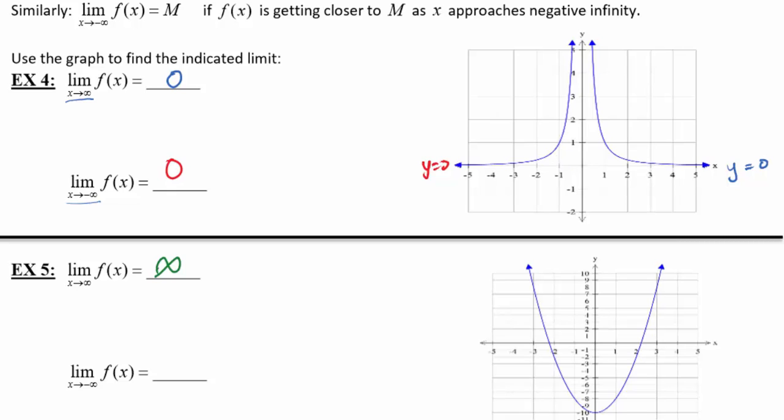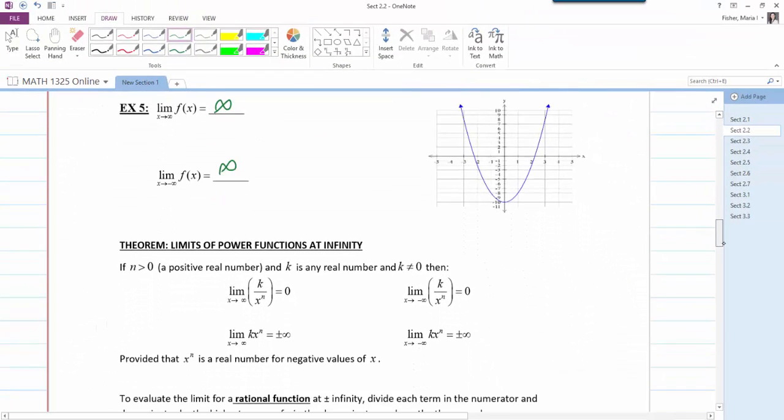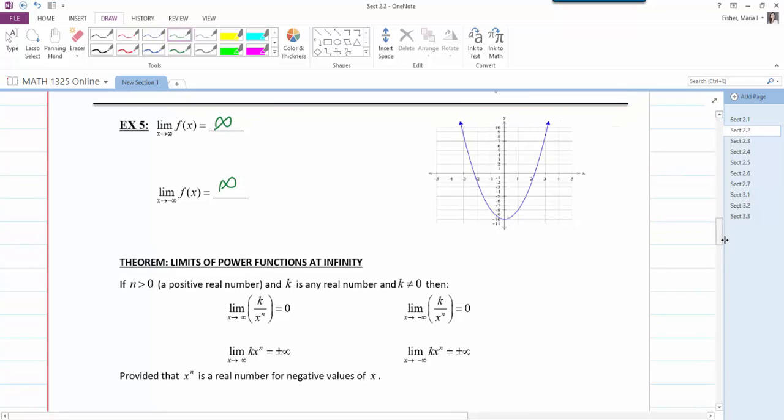What about the limit as x approaches negative infinity of f of x? Again, that means you're looking off to the left. Well, where's this function going off to the left? It's going up and up and up. Also positive infinity. So the limit as x approaches negative infinity of f of x in this case is equal to positive infinity as well. Well, that's wonderful if we have the graph, but what happens if we don't have a graph?